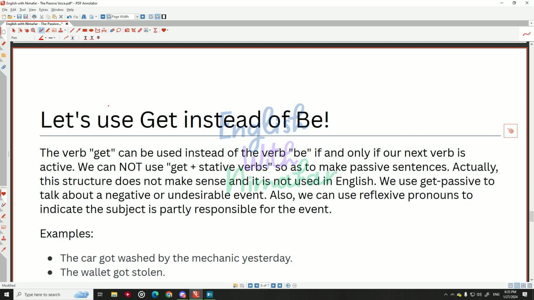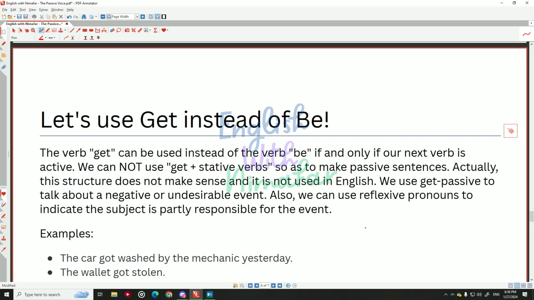We have action verbs. I mean action verb by active. So, for example, imagine, or realize, or love, or hate. We cannot use ing or gerunds. We cannot say, for example, I'm imagining, or I'm loving, I'm hating you. Because of that, we can only use active or action verbs with get passive. So we cannot use get passive with a stative. Actually, this has many names, like stative verbs, non-action verbs, non-progressive verbs, non-continuous verbs, generally, so as to make passive sentences. Actually, this structure does not make sense and it's not used in English.